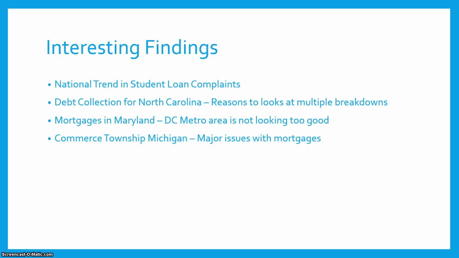Some interesting findings that we will look at during our demo are a national trend in student loan complaints, and debt collection in North Carolina being an example of a location where a zip code has few residents, and as a result, the data could be shown as being off if the map breakdown is not user configurable. Mortgages in Maryland show a trend toward the DC metro area not being very favorable toward consumers. And Commerce Township, Michigan is a major red flag for issuing mortgages.